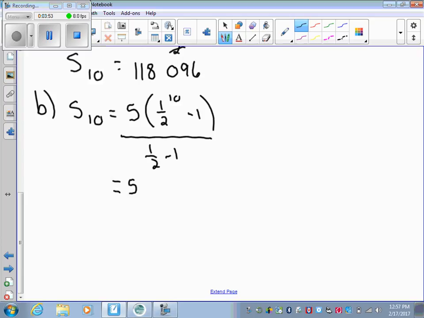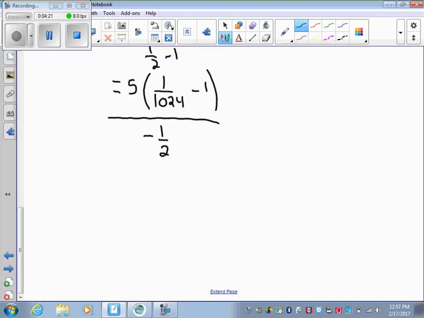So first, when I do 1/2 to the power of 10, you get 1 over 1,024. And how you do that is just simply go 1 to the power of 10 and 2 to the power of 10. Subtract 1. And when you go 1/2, take away 1, you're going to be having negative 1/2.